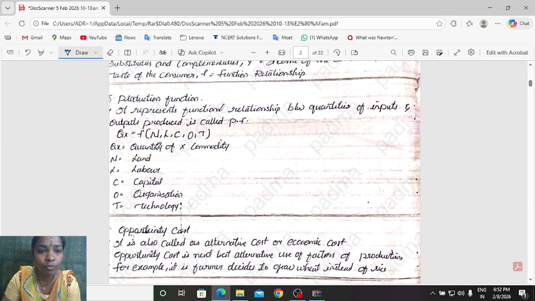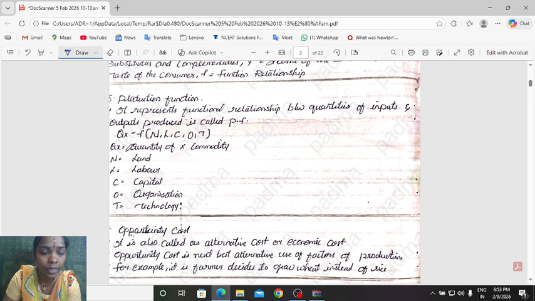Next one is production function. What is production function? The production function represents the functional relationship between the quantities of input and the output produced. There is a relationship between the inputs and the outputs produced, called the production function. This can also be written with the help of a formula: Qx equals f of N, L, C, O, T. If you write this and the full form of this, you will get 2 marks.